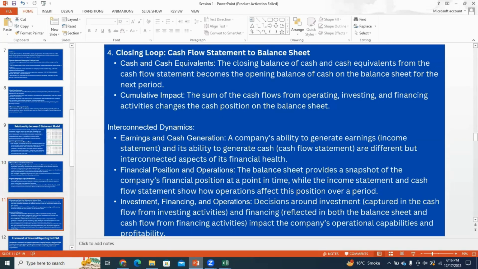Cumulative impact. What is the cumulative impact of the cash flow? The sum of the cash flows from operating, investing, and financing activities shows changes in the cash position on the balance sheet. We have seen it.